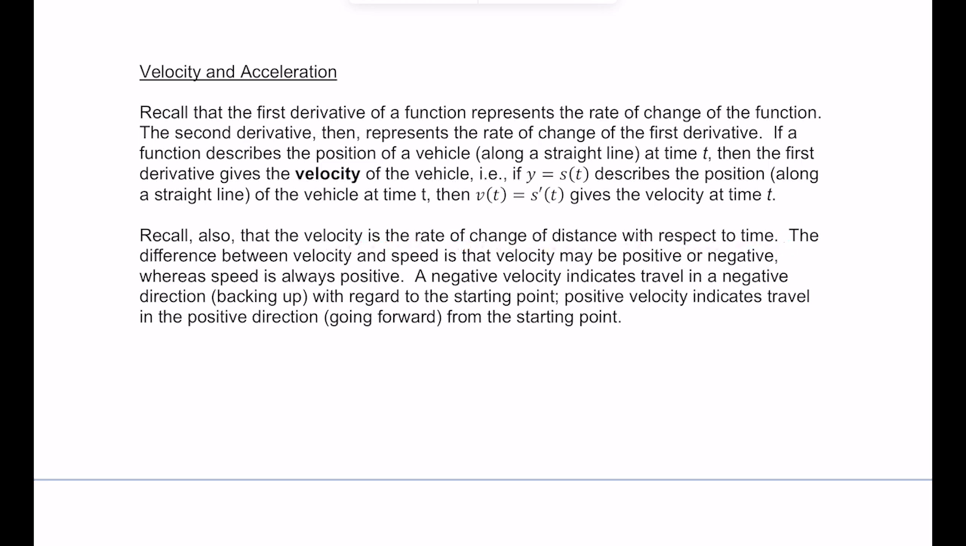And the difference between velocity and speed is velocity can be positive or negative. Speed can only be positive. So a negative velocity means that you're traveling in a negative direction, which if you're in a car, would just mean you're backing up, right? Positive velocity indicates that you're traveling forward from the starting point.